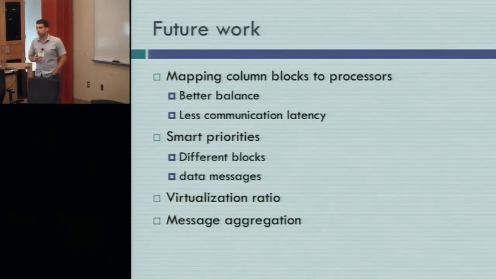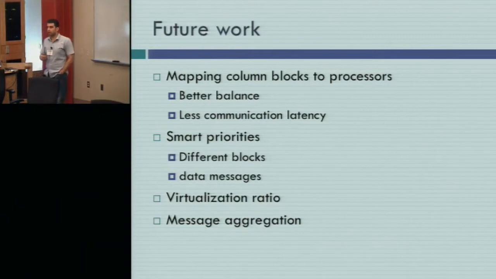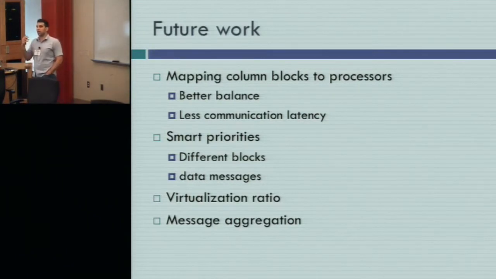Smarter priorities are important here too, to have priority over different messages, data messages, and different computations which might be on the critical path, and so on. Better ways to determine a good virtualization ratio are important too, because the performance is quite different with different virtualization ratios. For my results, I just used 4. It was a good number, 4 for everything. However, I could see that on a large number of processors and small matrices, 4 is not a good number. It's too high. Or for small processors, it's too small. This is future work.